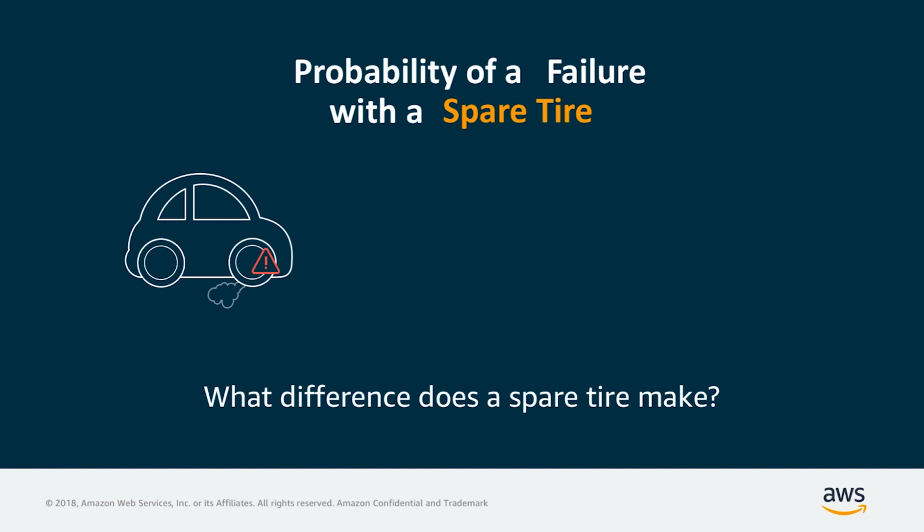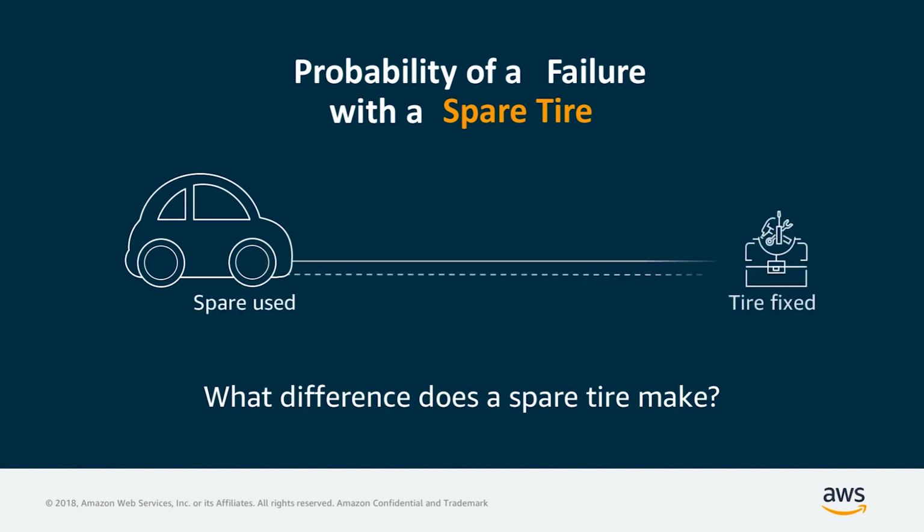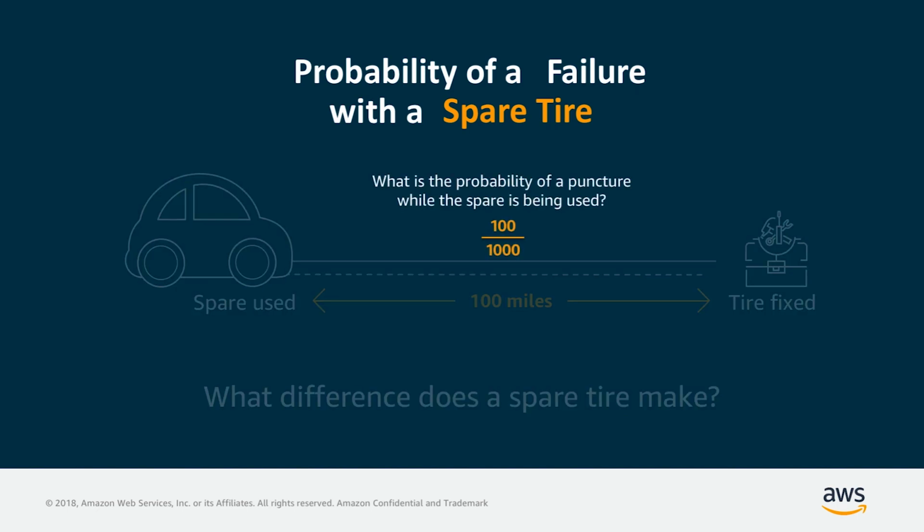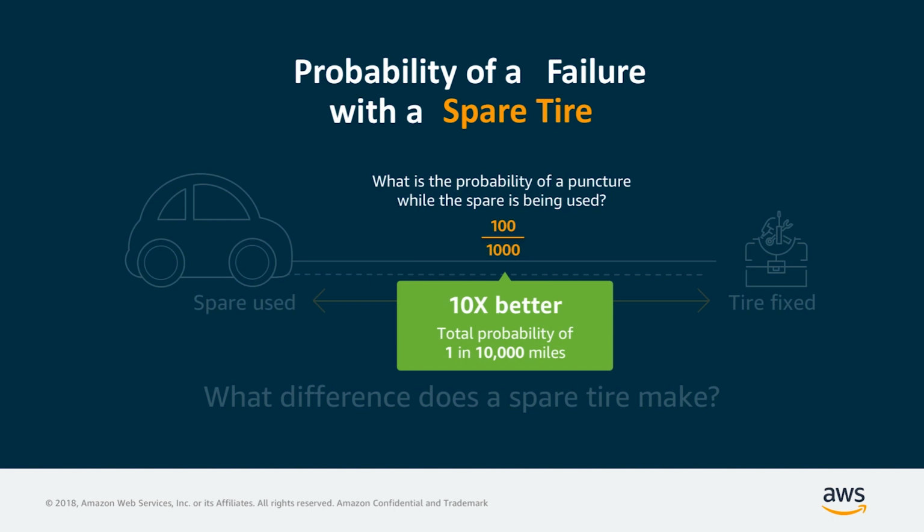So what we do is we put a spare tire in the car. And what difference does that make? So let's assume that you use the spare, and then you actually get that spare tire fixed 100 miles later. Right? This matters. The time that you spend running around with no spare tire, you're exposed to a second problem. So the probability of a puncture while the spare is being used is 1/10, so it's 10 times better. So the total probability of having a problem if you have a spare tire in this scenario is 1 in 10,000 miles instead of 1 in 1,000 miles. So that's why we have spare tires in cars. Hopefully we don't get punctures that often.